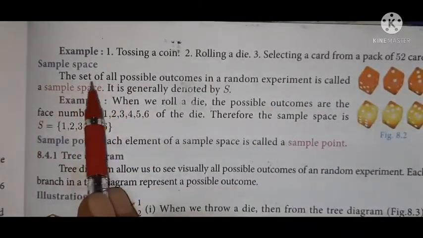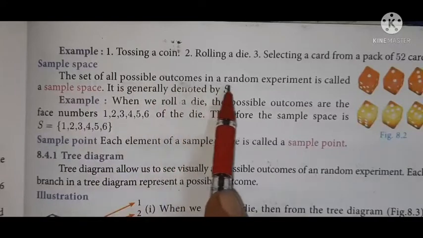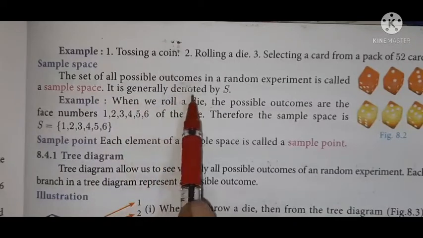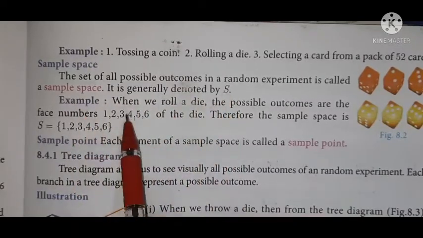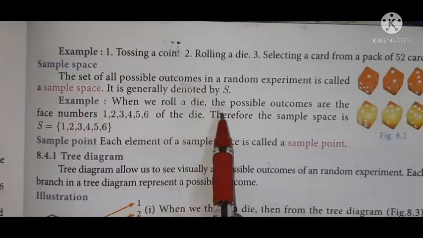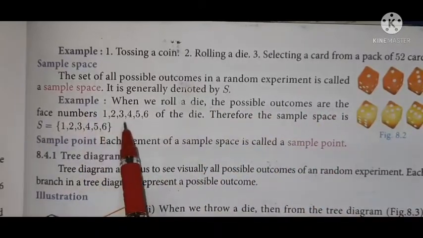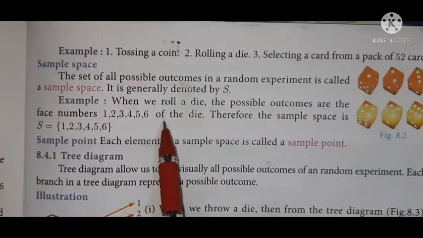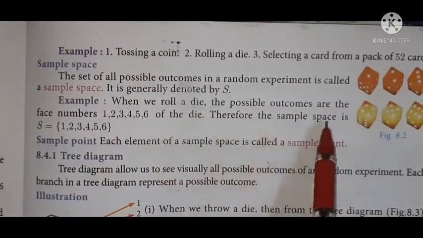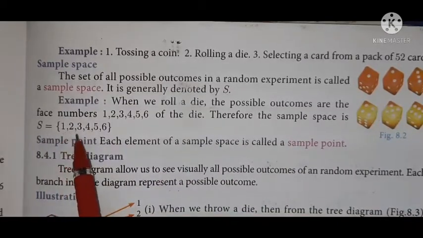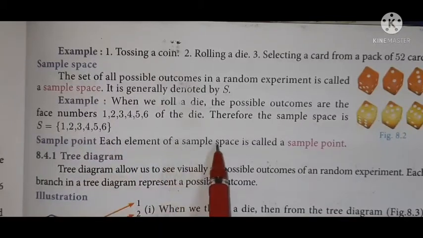Sample space. The set of all possible outcomes in a random experiment is called a sample space. It is generally denoted by S. Example: when we roll a die, the possible outcomes are the face numbers 1, 2, 3, 4, 5, 6 of the die. Therefore, the sample space is S = {1, 2, 3, 4, 5, 6}. Sample point. Each element of the sample space is called a sample point.